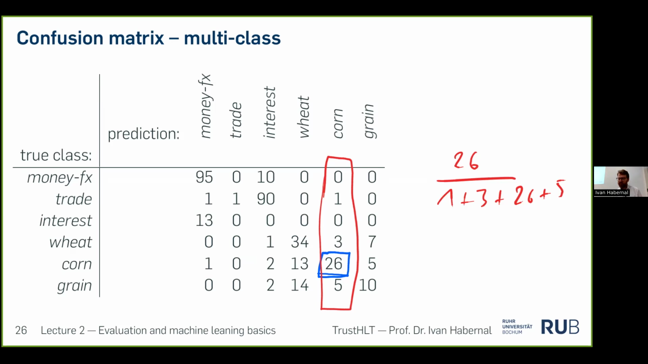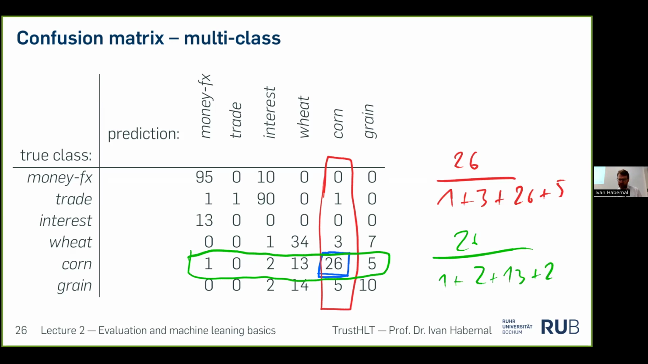And recall will be, how many corn do I have in my data set. So it's going to be 26 over 1 plus 2 plus 13 plus 26 plus 5. And this would be my recall for my class 4. And I can do this for all the classes.